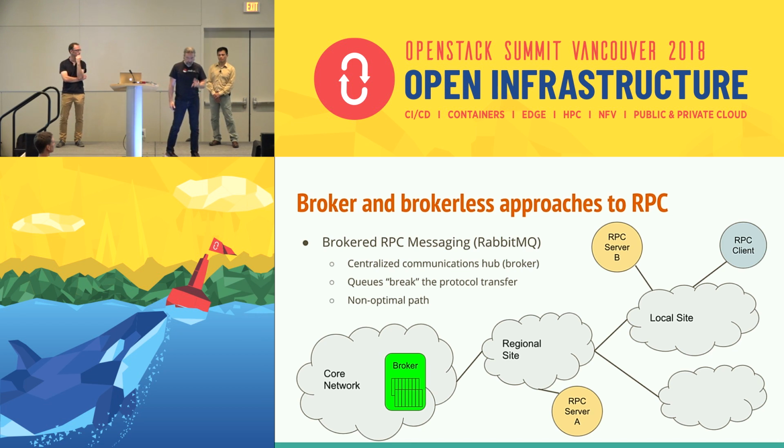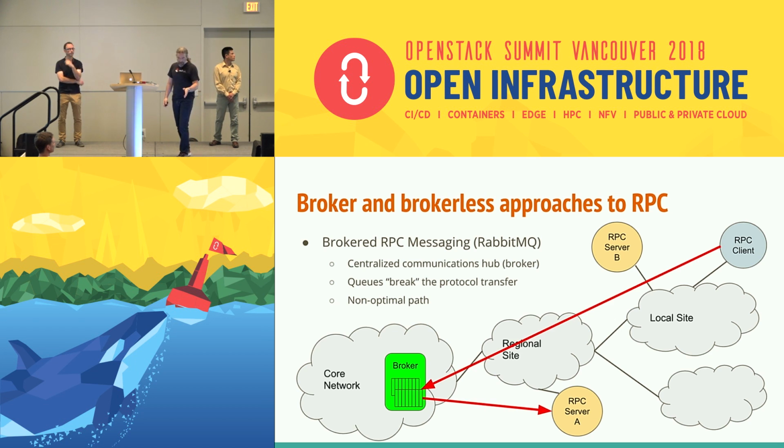But the broker architecture is always going to be centralized, right? Those messages have to flow through the broker as per the protocol. So we get in a situation like this. Our RPC client needs to invoke a service on a regional site, but it has to be forwarded back to where the big hardware is running this big broker cluster, right? So you get kind of a non-optimal path.